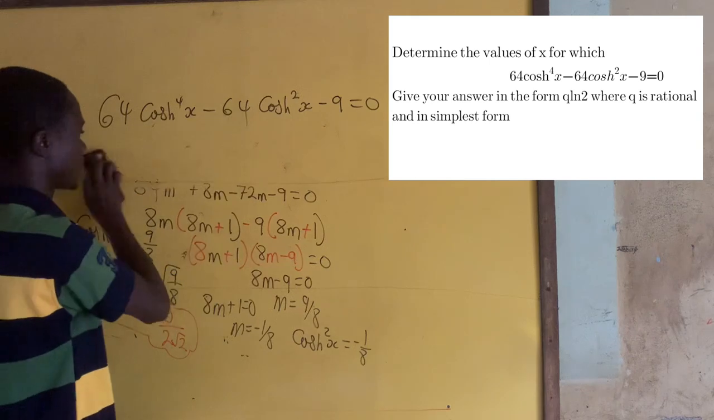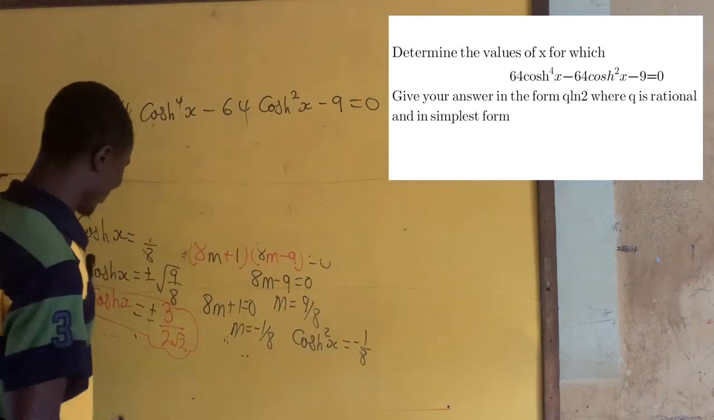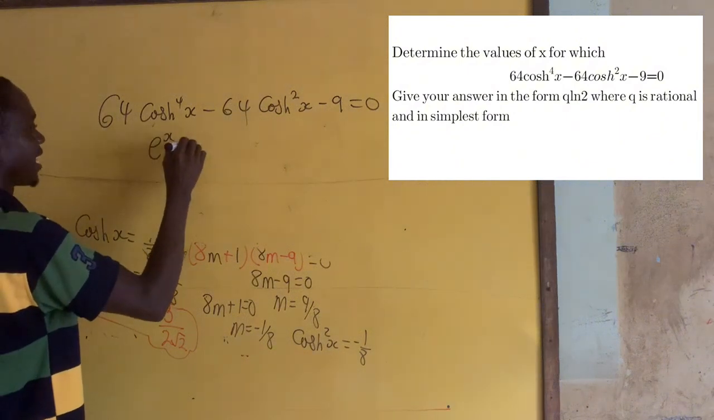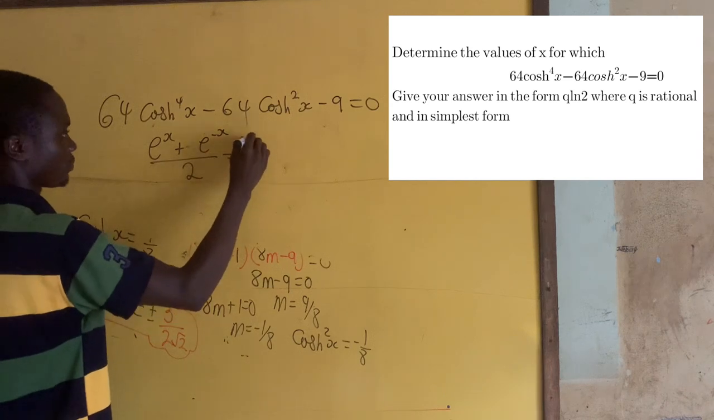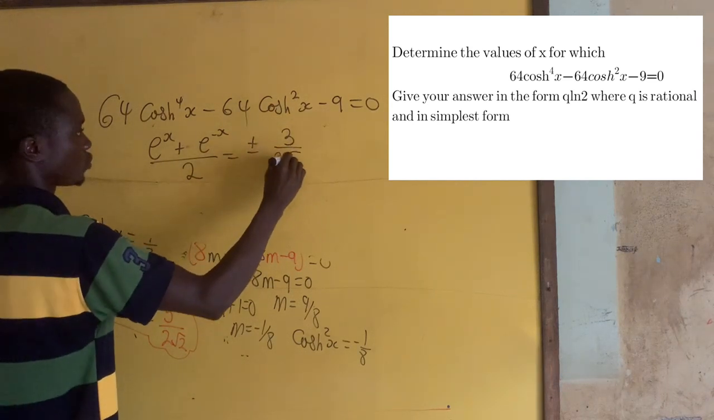So I don't have the table here. I don't have that one. I don't have it here too. So let me use this one. But this one I have e power x plus e power negative x divided by 2 equals plus or minus 3 on 2 root 2.